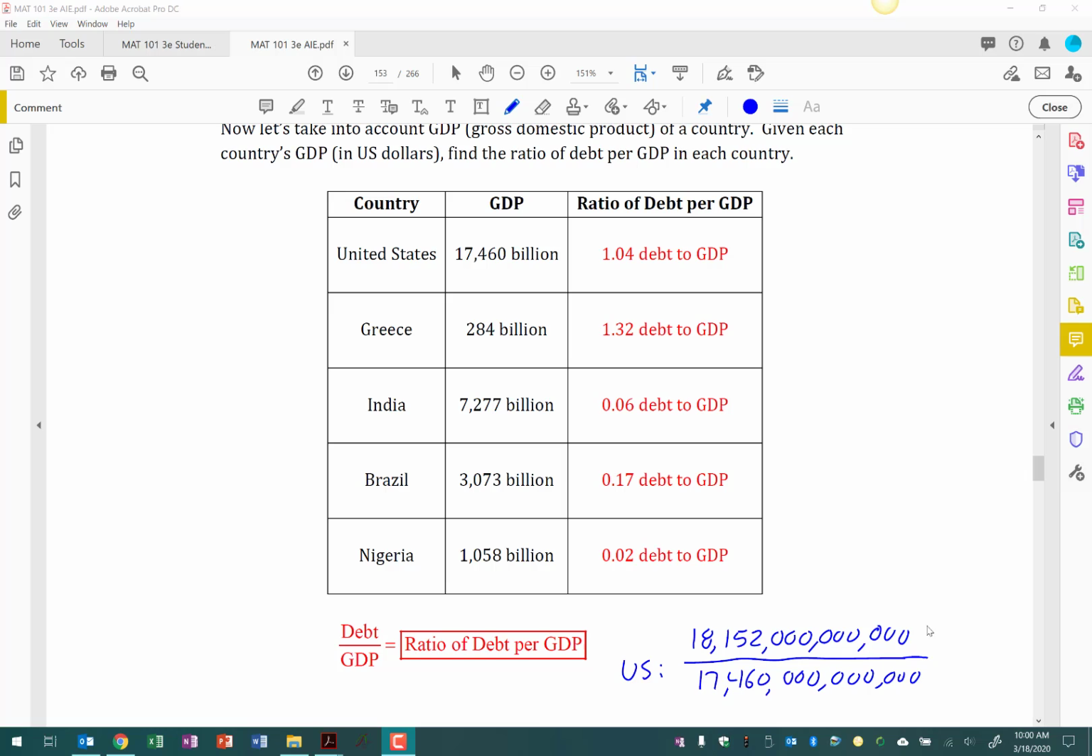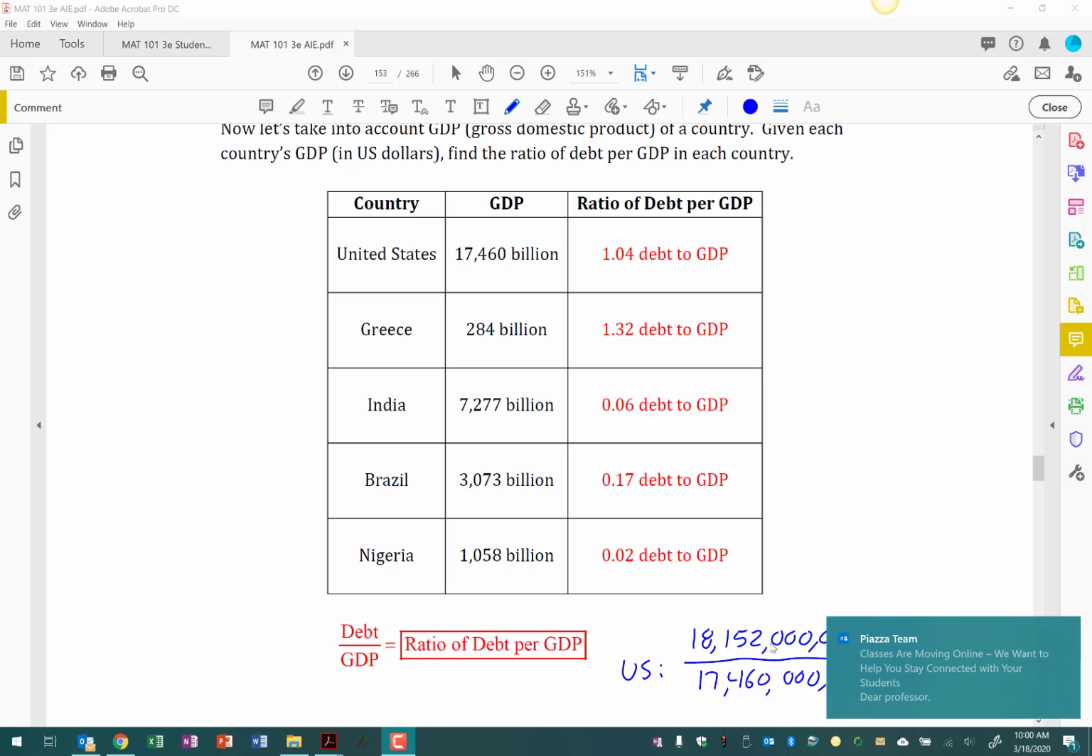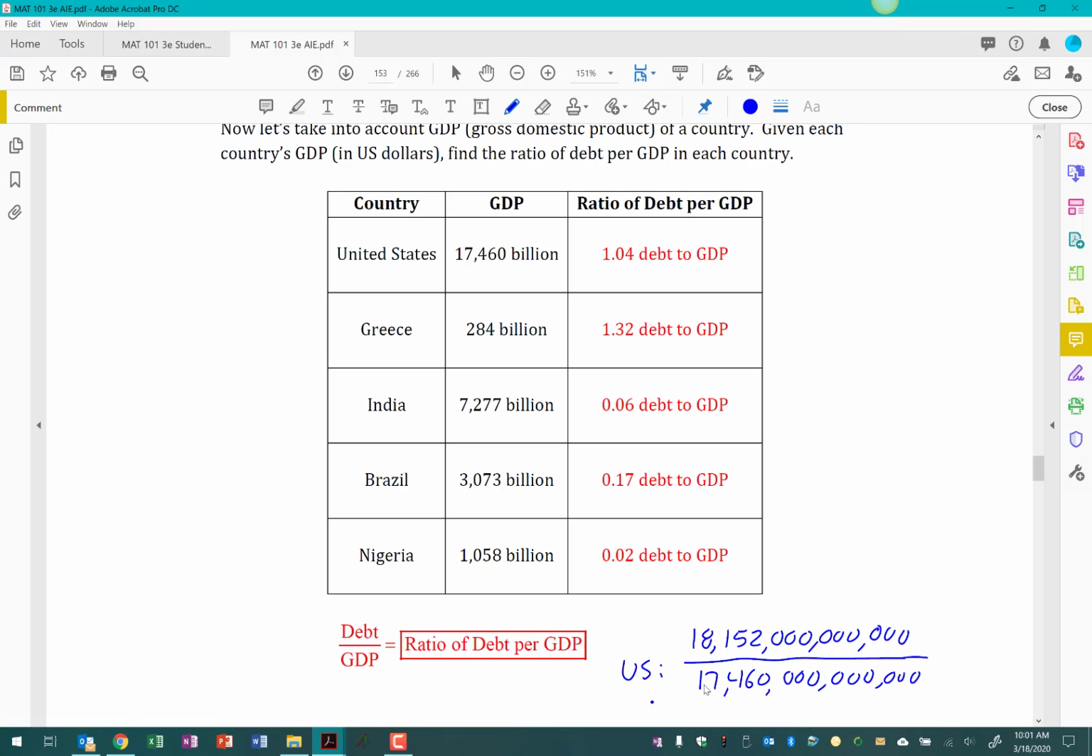Again, using the United States debt number of 18 trillion, $152 billion. And then the U.S. GDP, which is given in this table, of $17,460 billion. We divide, and we get a ratio of $1.04 of debt to $1 of GDP. And if we do that for all the countries, we get these values. Again, you should try this on your own and make sure that you can get these values accurately.